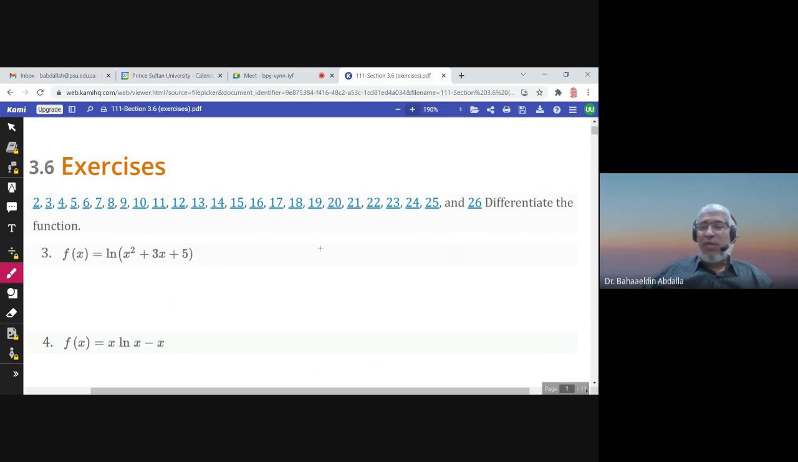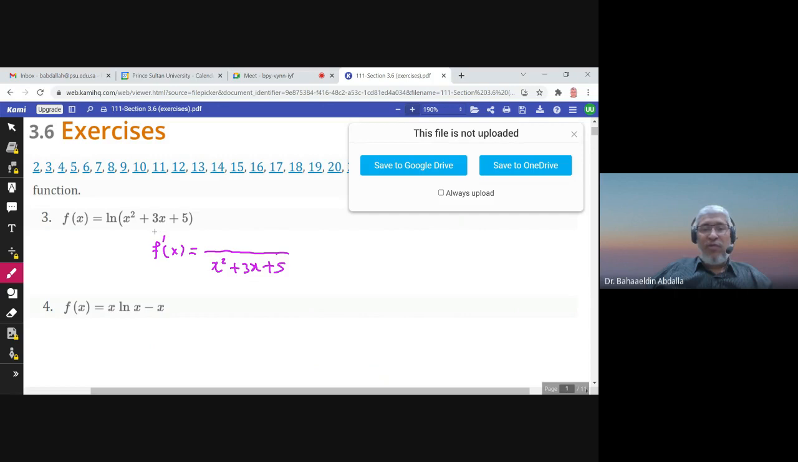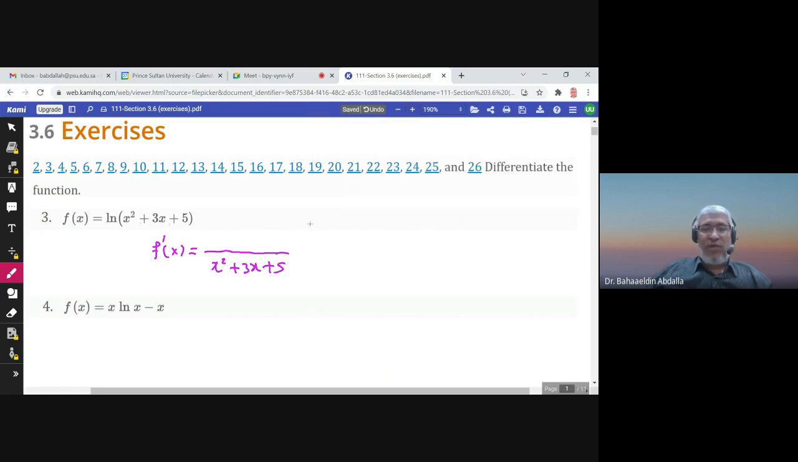Here, differentiate the function. So this is a logarithmic function. So the derivative of the logarithmic function would be f prime of x would be 1 over x squared plus 3x plus 5 times the derivative of x squared plus 3x plus 5, which is 2x plus 3. So that's the derivative. So the formula is d by dx for ln u is u prime over u.